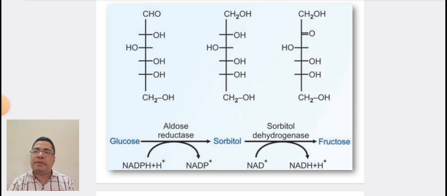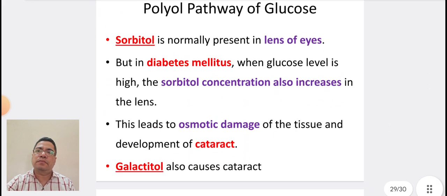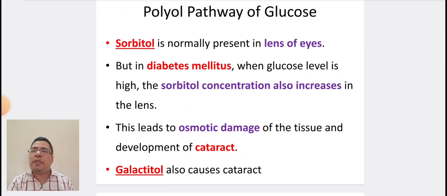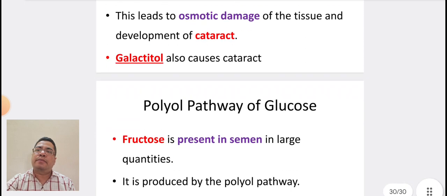In this diagram, we can see glucose is converted into sorbitol with the help of enzyme aldose reductase. Then this sorbitol is converted into fructose with the help of enzyme sorbitol dehydrogenase. Sorbitol is normally present in lens, but in diabetes mellitus, when glucose level is high, the sorbitol concentration also increases in the lens. This leads to osmotic damage of the tissue and development of cataract. Galactitol also causes cataract.